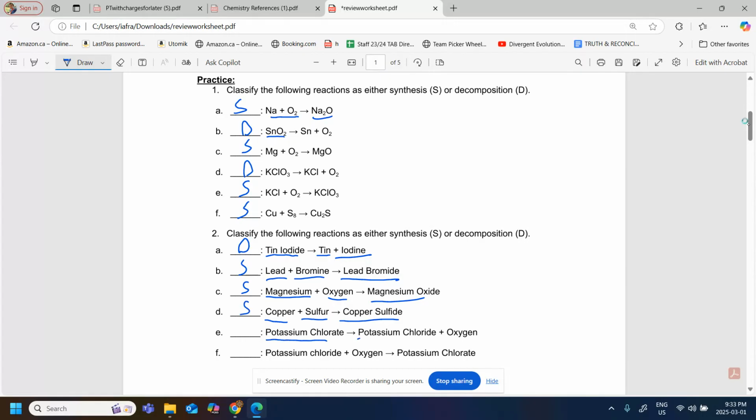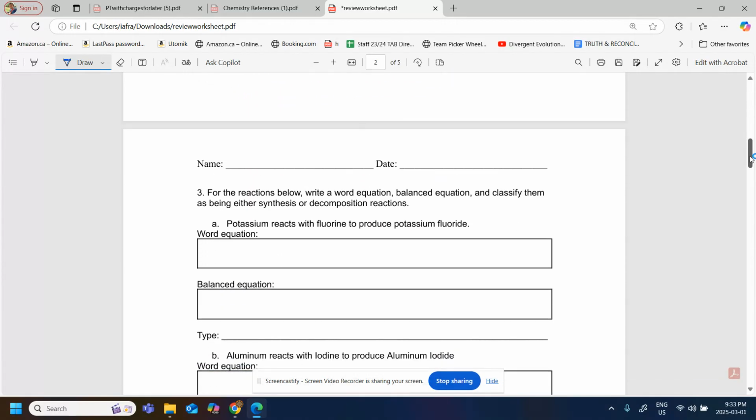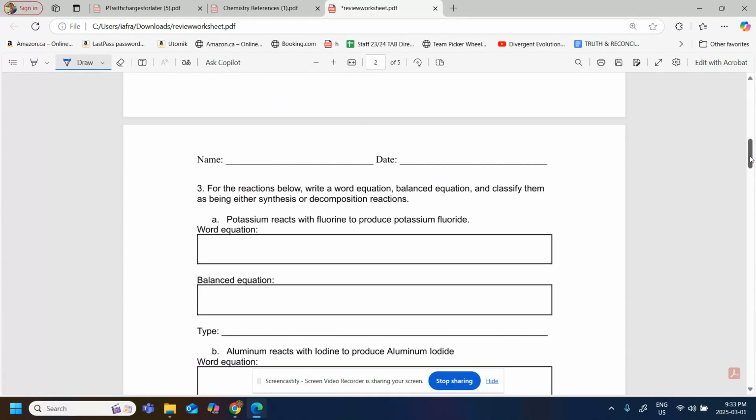Here, a compound being broken down into two smaller things, a compound and an element. So we have a decomposition because one thing, now many things on this side. And here, many things on one side, making one big thing, so we have a synthesis. Then you might also see problems like this, where you have to convert things into word equations and balance equations, and then determine the type. So really there's nothing different here other than just telling me the type based on the pattern you see.